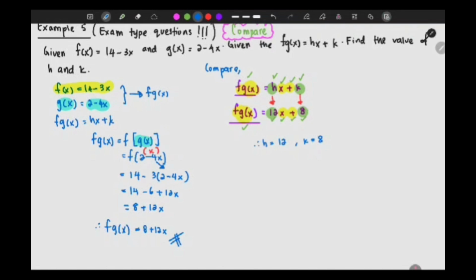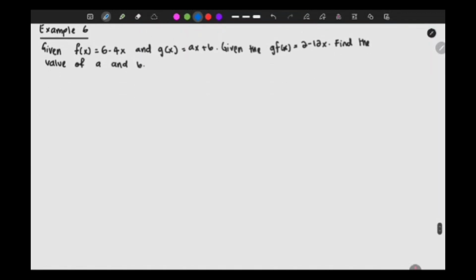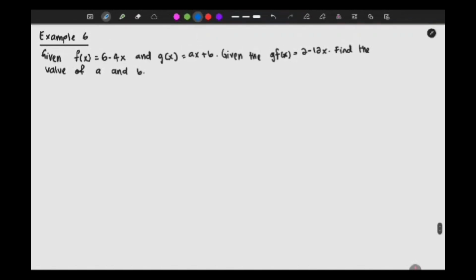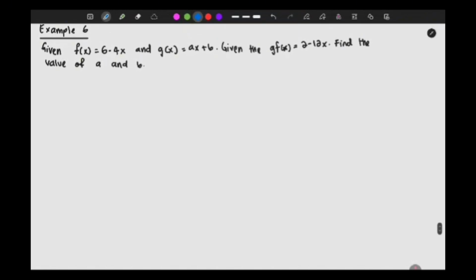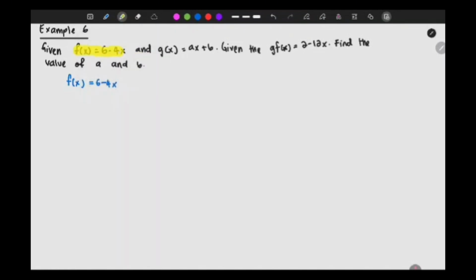Given f(x) is 6 minus 4x. So f(x) is 6 minus 4x, which is what they give us. g(x), they give us this also, I didn't notice, my bad. f(x) is 6 minus 4x, g(x) is ax plus b, and they give us g of f(x) as 2 minus 12x.